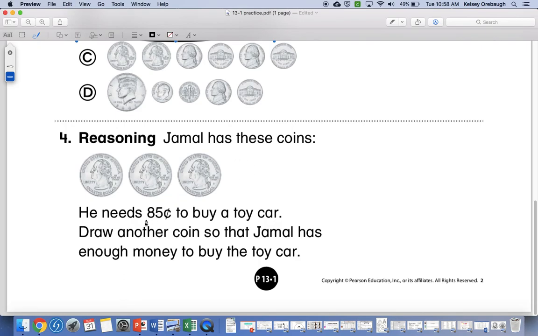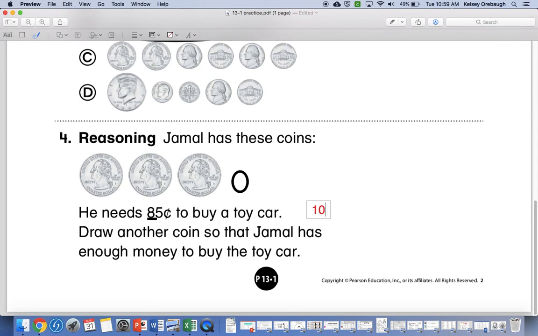We can add 10 more cents. 75 plus 10 is 85. 7 tens plus 1 more 10 is 8 tens. Notice the ones digit stays the same. If we add 10 more, the tens digit changes. What coin do we know of that's worth 10 cents? It's a lot smaller than this. If you said dime, you are correct. A dime is worth 10 cents.